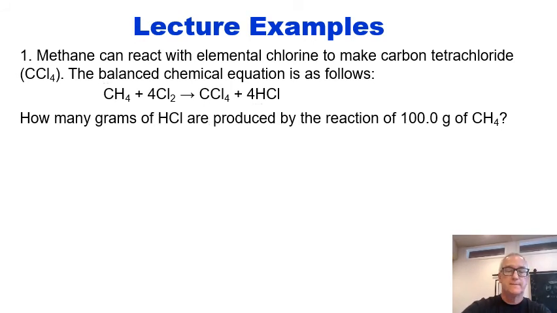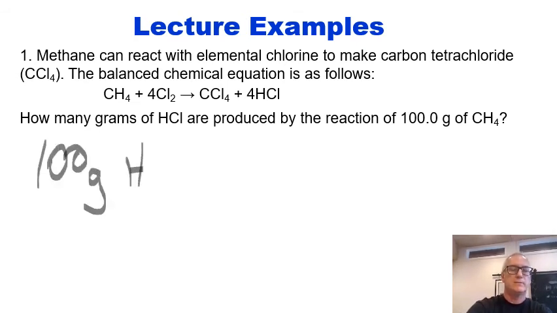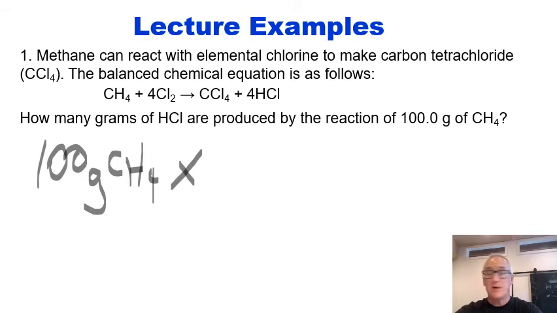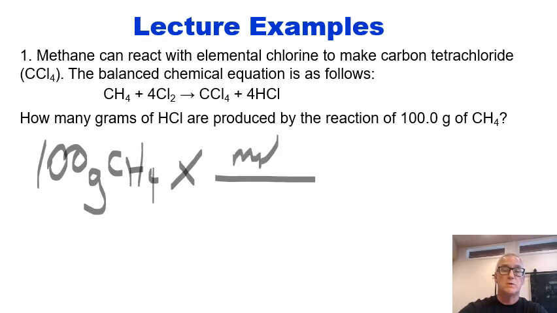So what's the first thing? We write down the first thing, the balanced equation. Second thing, look and see what information we are given. We're given 100 grams of methane. Now, but remember, I'm dealing with a reaction. Reactions don't happen in grams. They happen in moles. So I need to convert that to moles. I need moles of CH4.